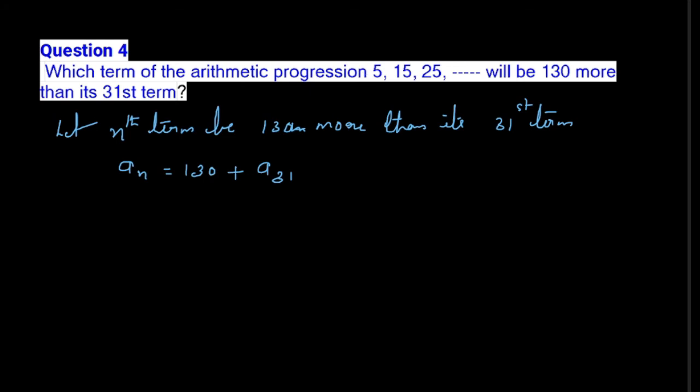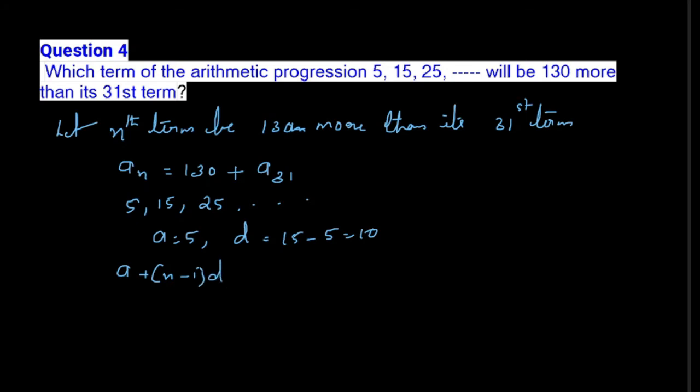So the AP we are given is 5, 15, 25 and so on, right? So what will be A? A is equal to 5, and what is the common difference D? D is equal to 15 minus 5 is equal to 10, right? A is equal to 5 and D is equal to 10. Now we are going to substitute these values. What is AN? The AN formula is A plus N minus 1 into D, right?